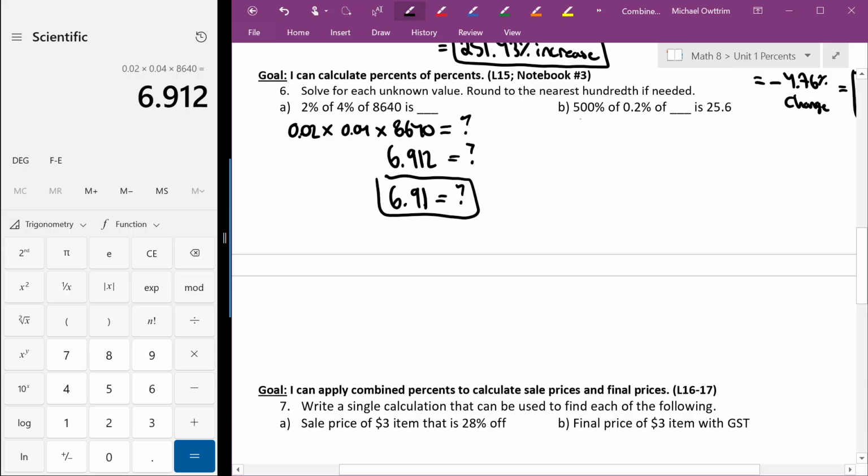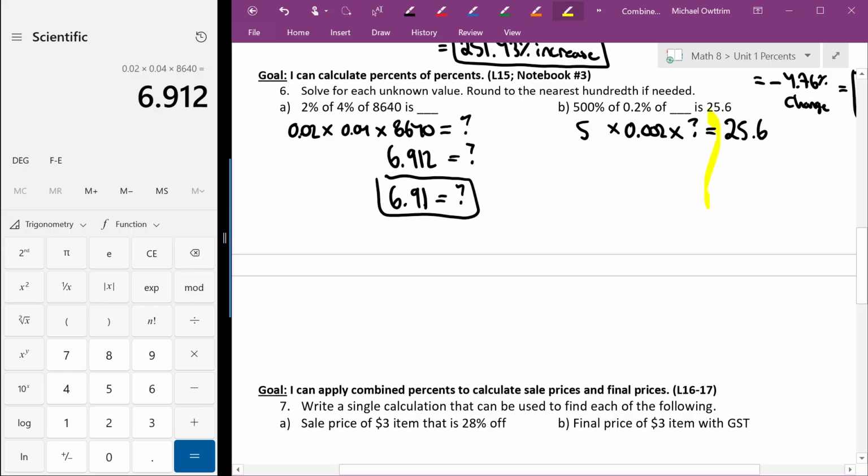Same type of thing in question B. 500% is 5 as a decimal, of means multiply. 0.2% is 0.002, of means multiply. My blank is my unknown, is translates to equals, and I end up with 25.6.